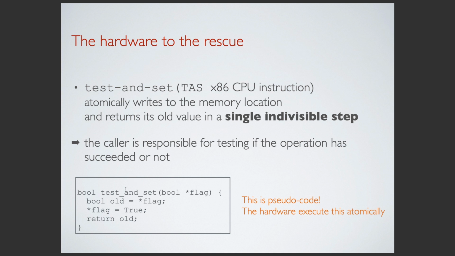If I were to have pseudocode, and again, this is pseudocode, this is a CPU instruction, there is no code for that. But if I were to have some pseudocode, it would work like this. You have some kind of a flag, you turn the flag to true, and you return the old one. Why is this interesting?